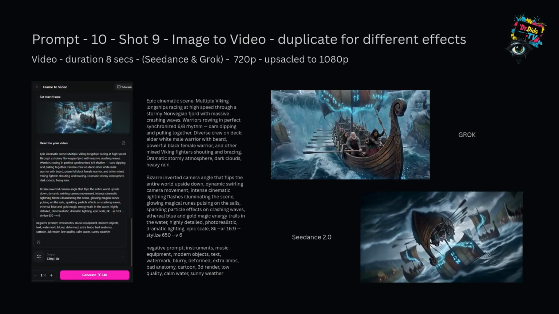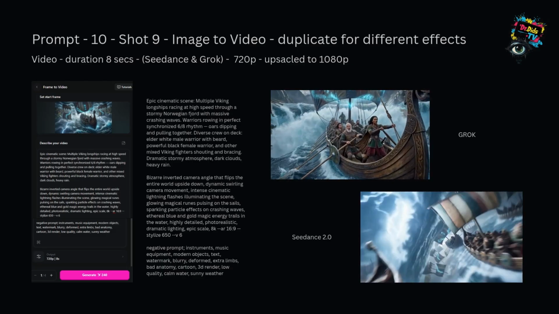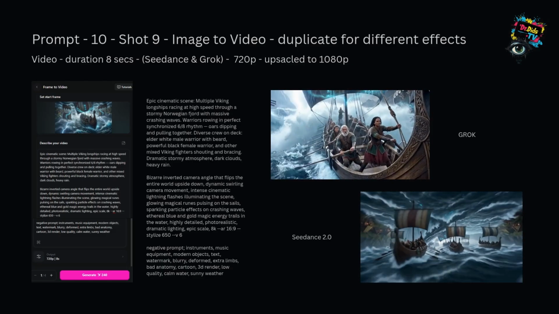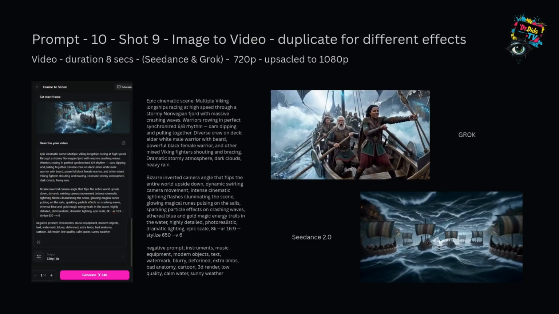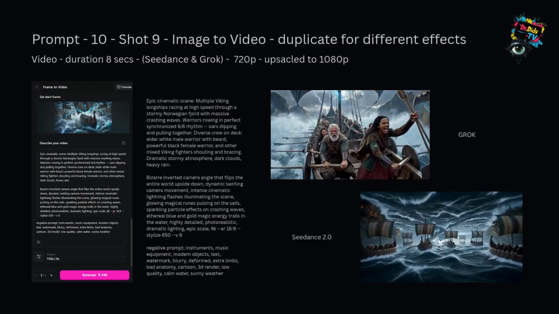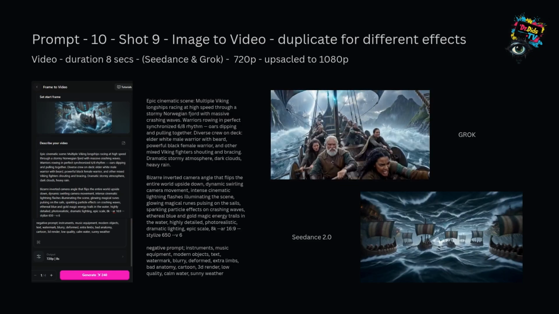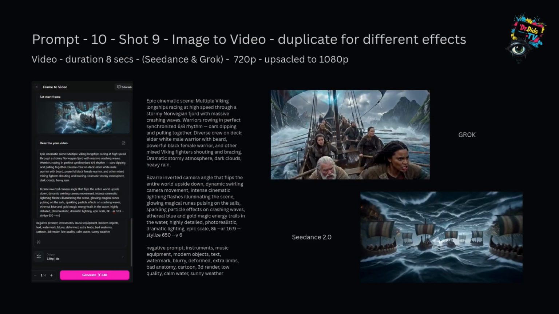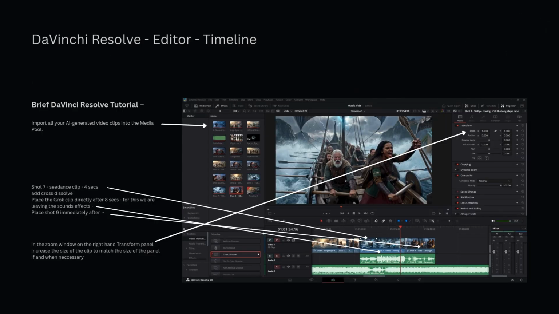I generated the next shot in 2 different tools, Seedance and Grok, so I could pick the best motion. Both versions gave me that wide inverted camera move and the stormy energy, and I generated them at 720p and upscaled to 1080p to save credits. The Grok version ended up being much cheaper, but still looked pretty damn good, to be honest.